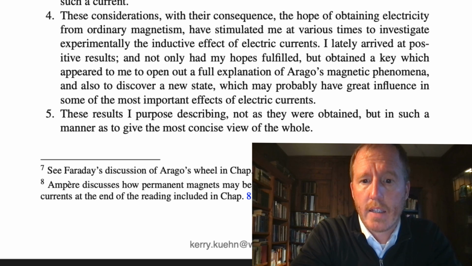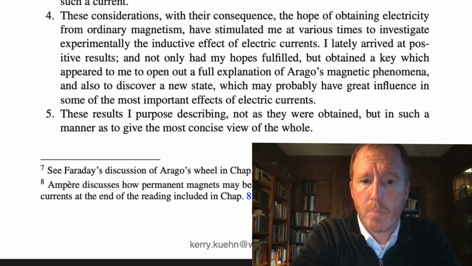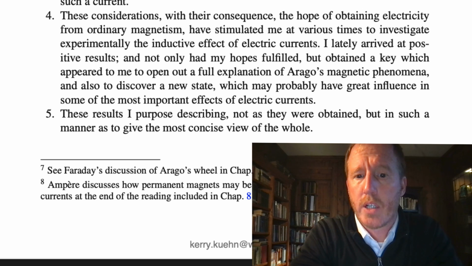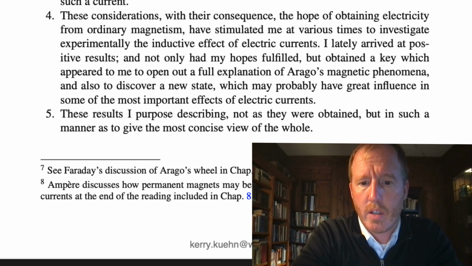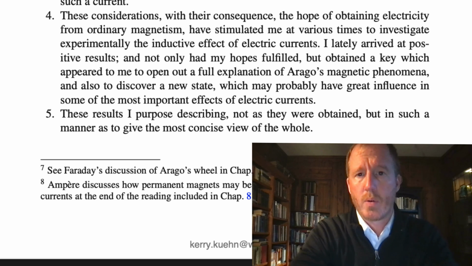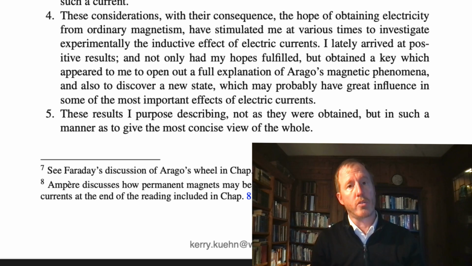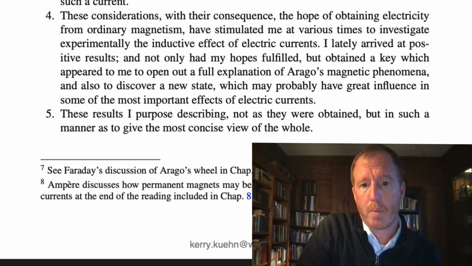He says, I lately arrived at positive results, and not only had my hopes fulfilled, but obtained a key which appeared to me to open out a full explanation of Arago's magnetic phenomena. And he'll say more about this in a little while. And also to discover a new state which may probably have great influence in some of the most important effects of electric currents. Okay, so he's saying he made a new discovery, and he's going to be talking about this new discovery in the next few pages.